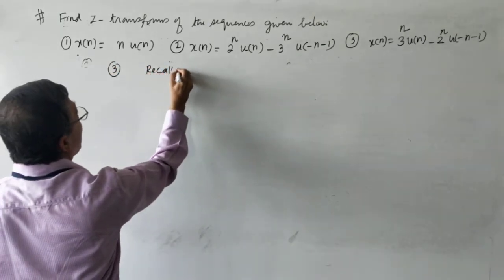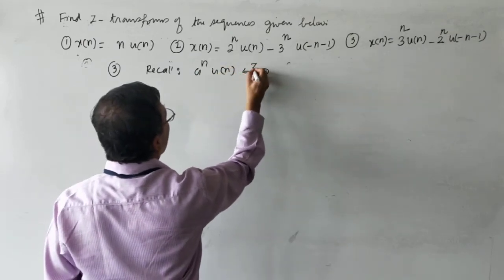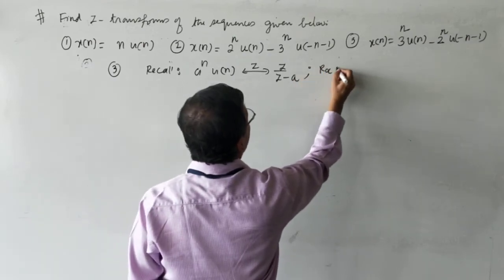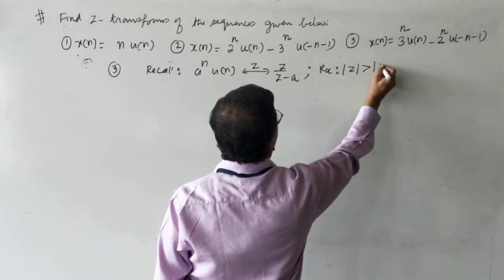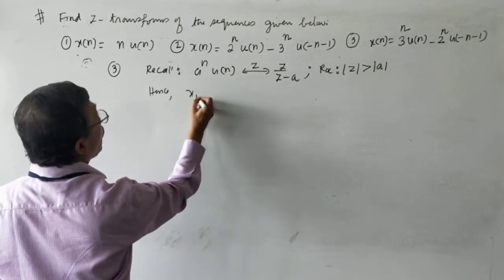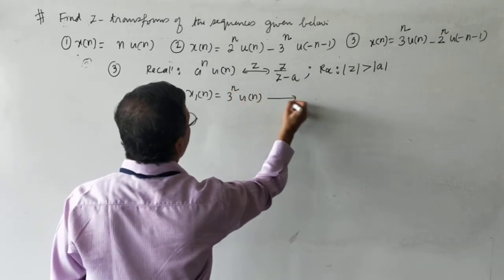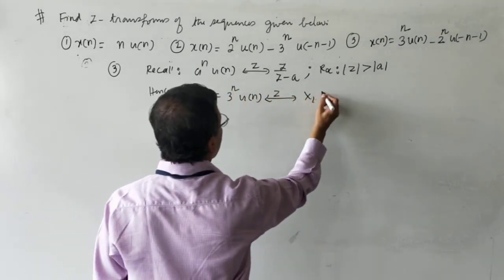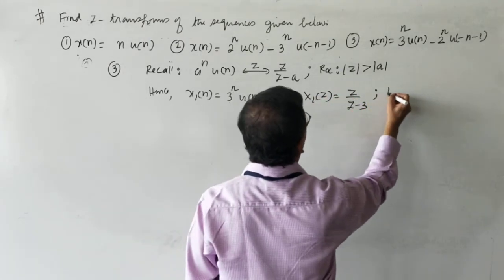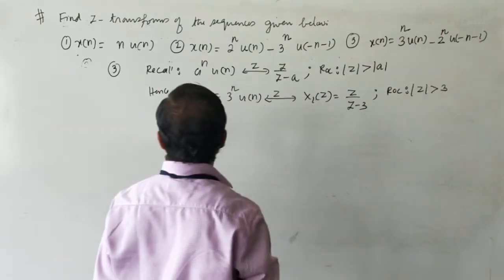Recall, please watch, recall, a to the power n into u of n has a z transform z by z minus a. ROC mod z greater than mod a. Hence, x1 of n equals 3 to the power n into u of n has a z transform x1 of z equal to z by z minus 3. ROC: mod z greater than 3.